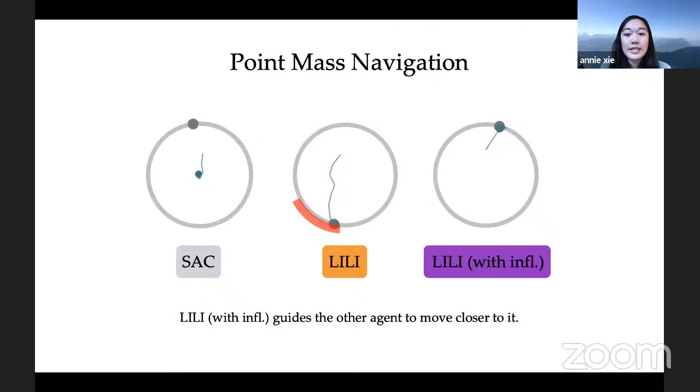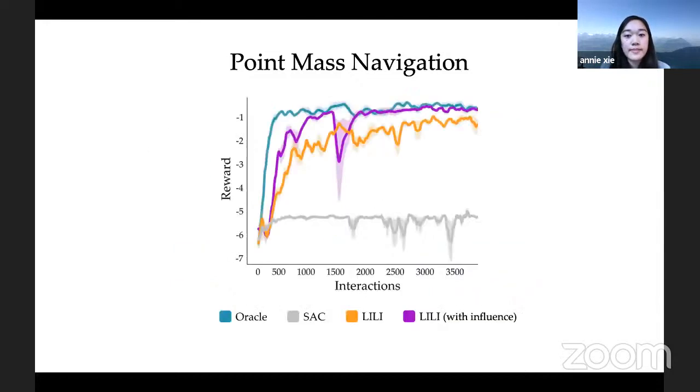And so now returning to the navigation example, as expected, we see that the LILI agent with influence learns to trap the other agent at the top of the circle. This is where the target is the closest to the ego agent and where it receives the highest rewards. And we see that again here in this plot of the rewards collected during each interaction. LILI with influence almost matches Oracle performance, while LILI without influence earns slightly lower rewards.